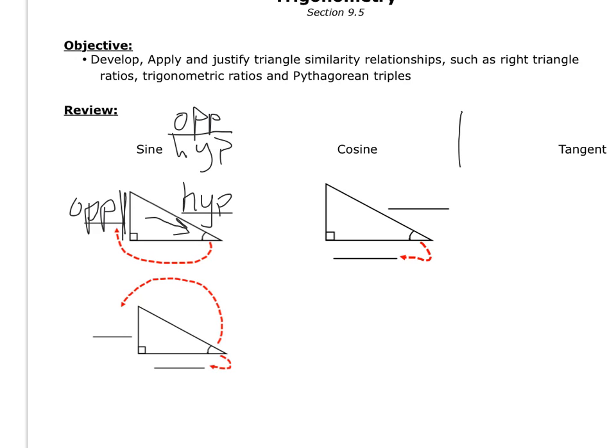Okay, the ratio for the cosine was the adjacent leg over the hypotenuse. So this same triangle here at the right, it's the same angle that they use, but now they are using this leg here. Well, this leg, remember, it is helping make that angle that we're talking about. So that makes this leg the adjacent leg, and this is still the hypotenuse.